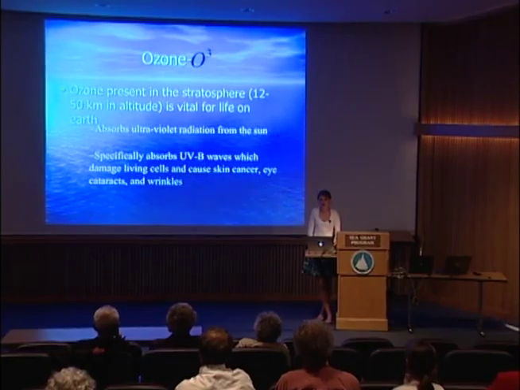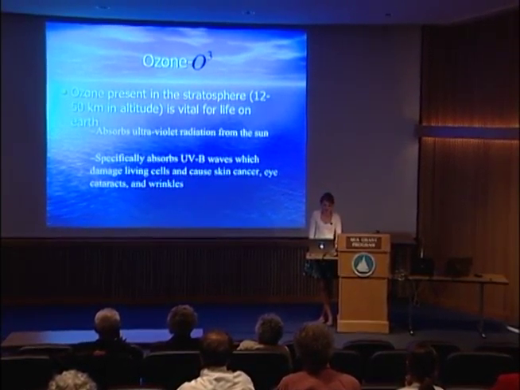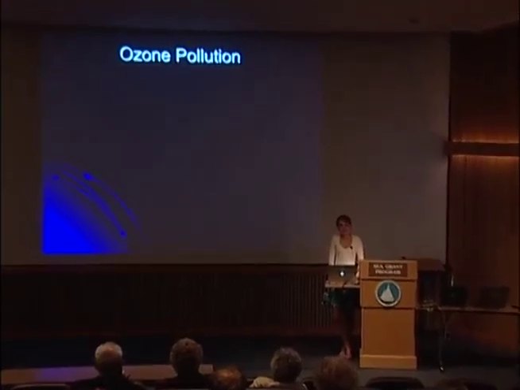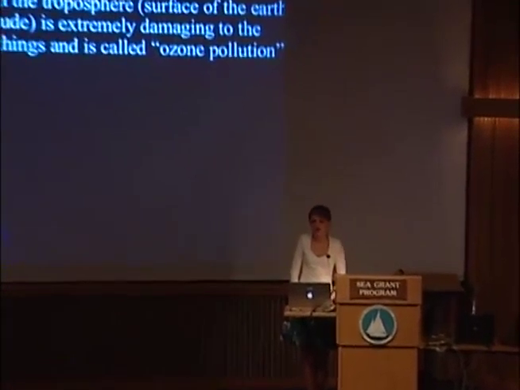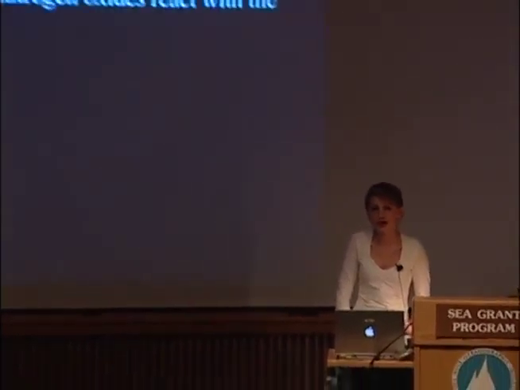It's present in the stratosphere, which is the second layer of our atmosphere. And it's vital for life on Earth because it absorbs ultraviolet radiation from the sun, specifically UVB rays, which are responsible for causing cancer, cataracts, wrinkles. Ozone pollution occurs, however, when ozone is present in the troposphere, which is the layer of our atmosphere that we live in on Earth. It's the troposphere.